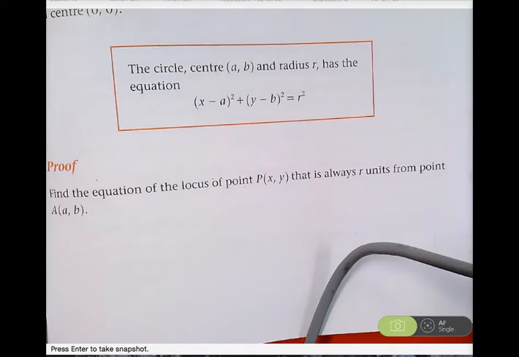Copy this box down, please. The circle with centre (a, b) (we've been using (h, k), I think, but it doesn't matter) and radius r has that equation. Do not worry about the proof.